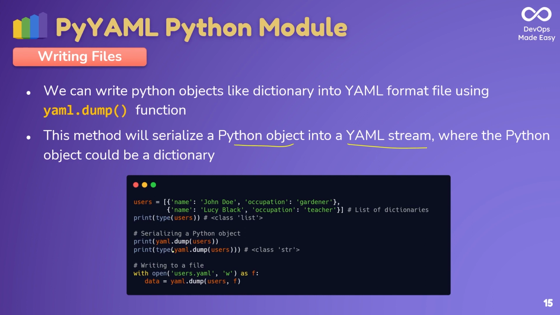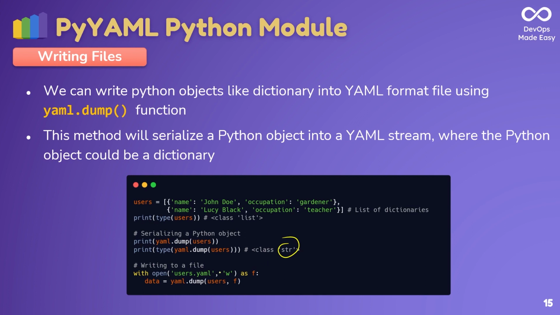So what I'm doing here is, again I'll use dump as the function to convert an object into a YAML object. Here users is nothing but a simple Python dictionary. I'm taking this dictionary and using the dump function to convert that Python dictionary object into a YAML stream. And again, we all know that the data type of YAML is of type string.